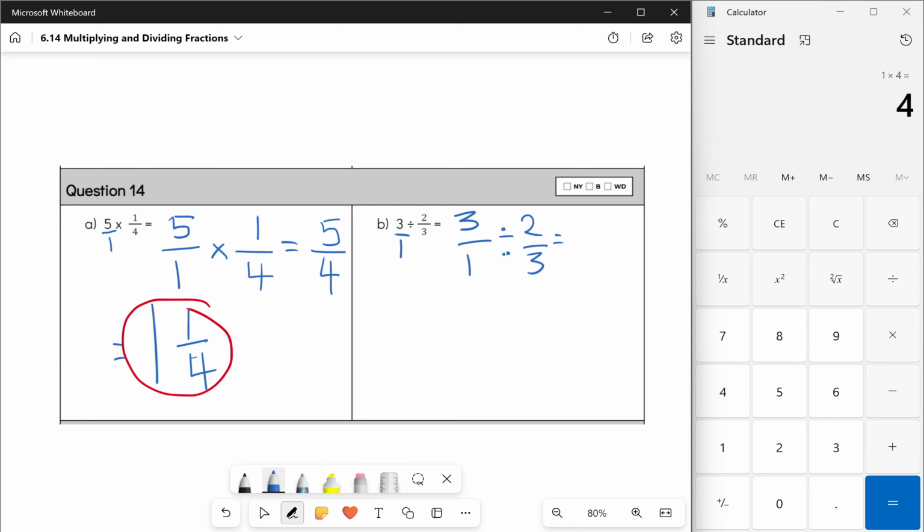We are going to simplify this because right now it looks a bit complicated. You might be tempted to say that, well, should I do 1 divided by 3? And that'll give us the denominator, and then 3 divided by 2, and that'll give us the numerator.